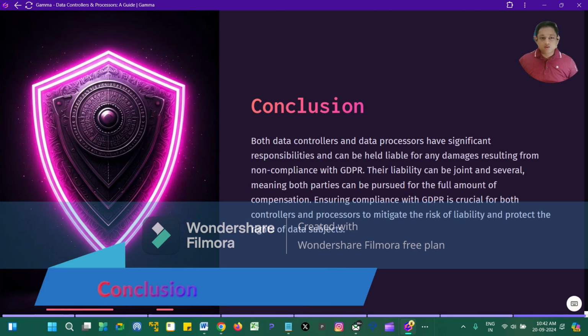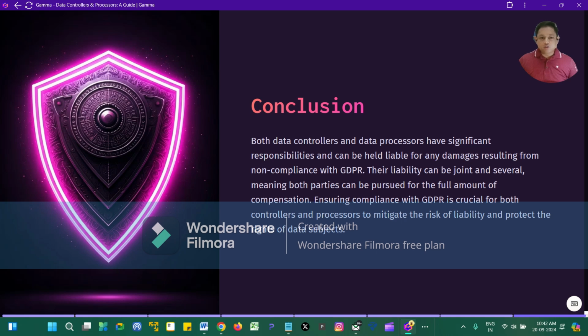Conclusion: both data controllers and data processors have significant responsibilities and can be held liable for any damages resulting from non-compliance with the GDPR. Their liability can be joint and several, meaning both parties can be pursued for the full amount of compensation. Ensuring compliance with the GDPR is crucial for both controllers and processors to mitigate the risk of liability and protect the rights of data subjects.